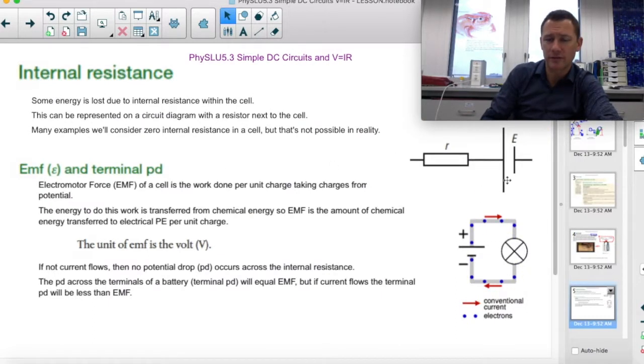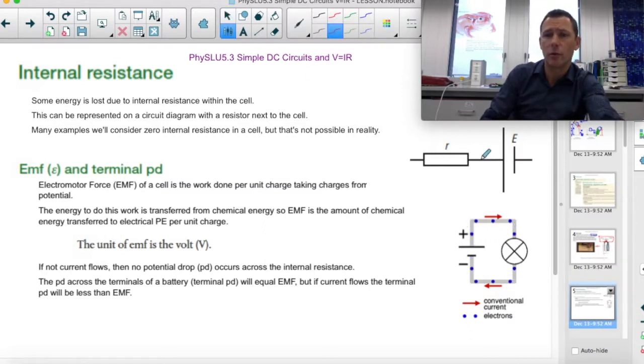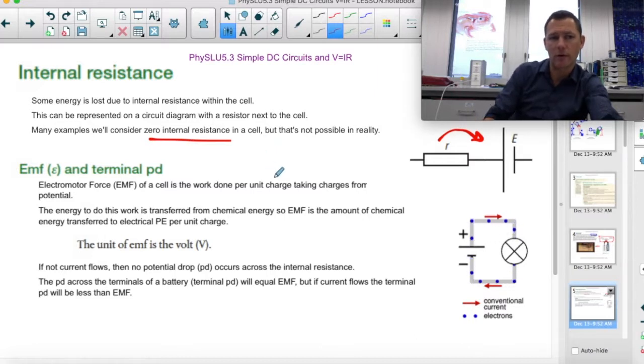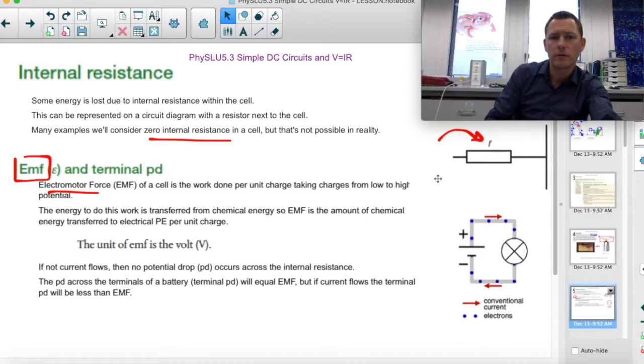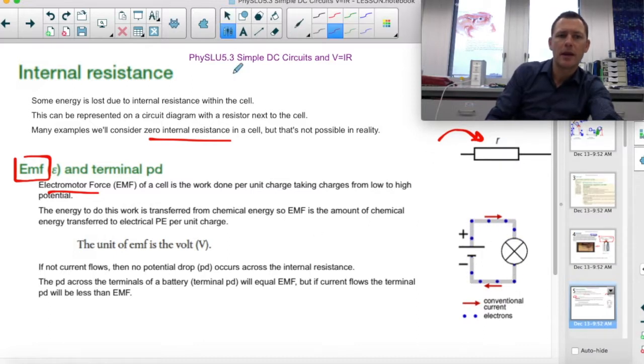Sometimes in batteries there's some resistance interior, which is just natural. You're going to have some resistance within the battery. So sometimes they'll put in a battery symbol, a cell symbol, with a little resistor right next to it, and this is the resistance of the cell. Most of the time we'll consider it 0, but it's not always 0. And then this electromotive force, we use this little scripty E, is the work done moving charges from the potentials from low to high. And the unit of electromotive force is 1 volt.